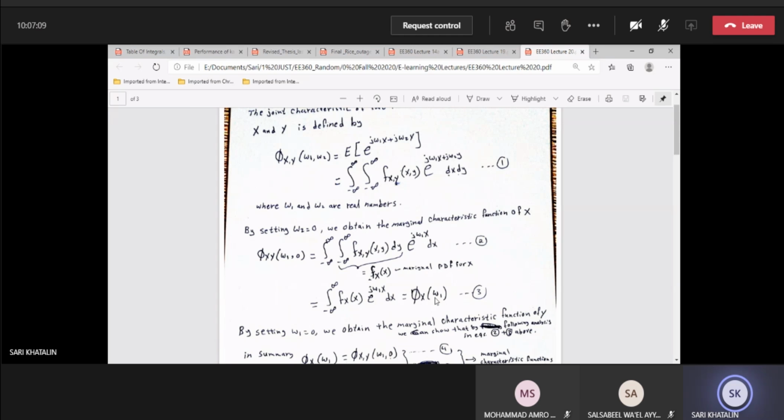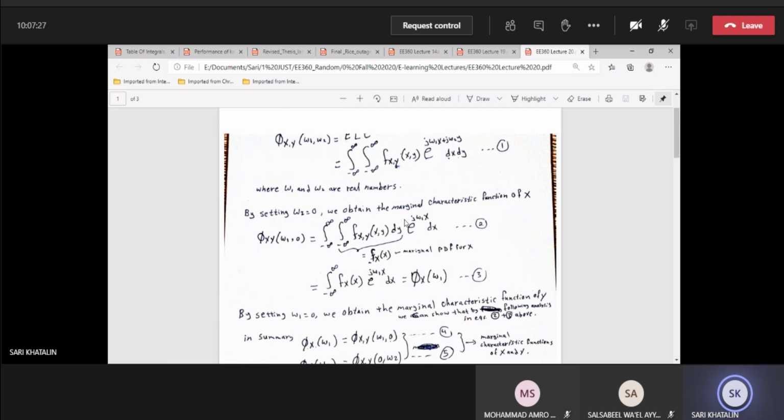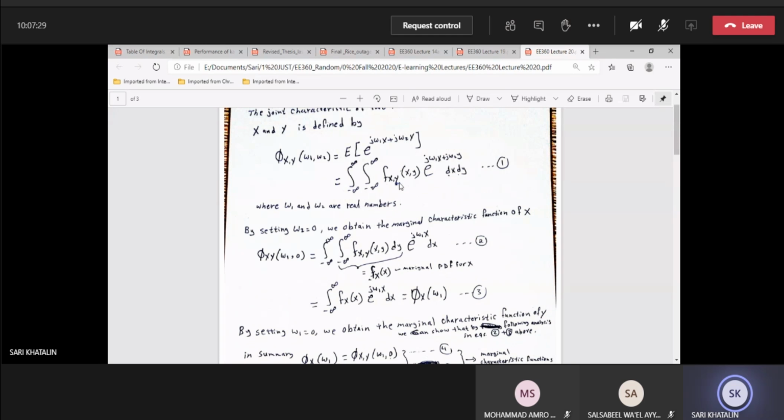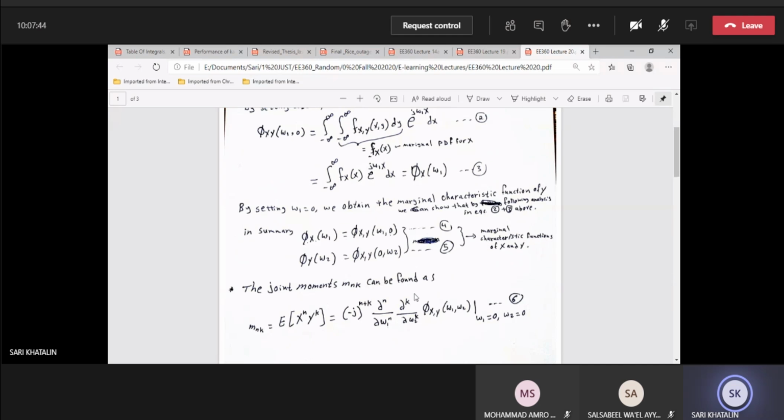And you do the same thing to obtain the marginal characteristic function of Y by setting omega 1 to 0. So that's how we find the characteristic function. So nothing new, really. I mean, we learned that in chapter 3. This is just dealing with two random variables, okay? And these marginal characteristic functions are just the single characteristic functions for X and Y.